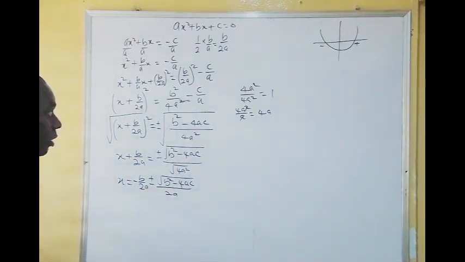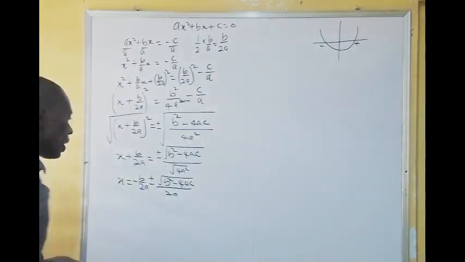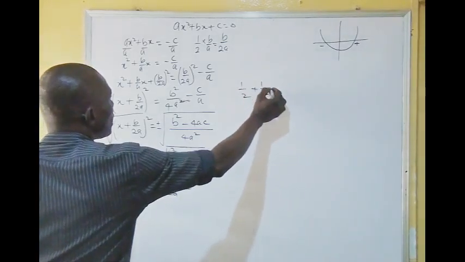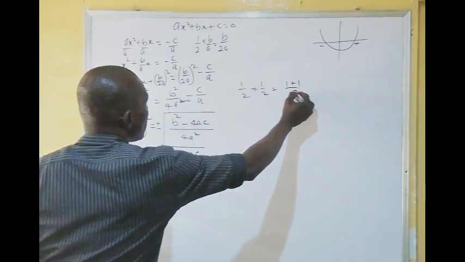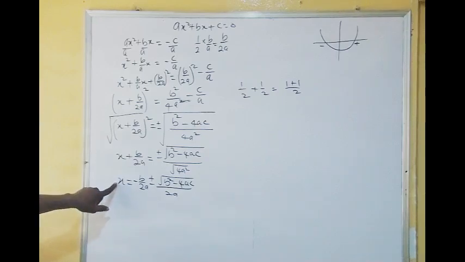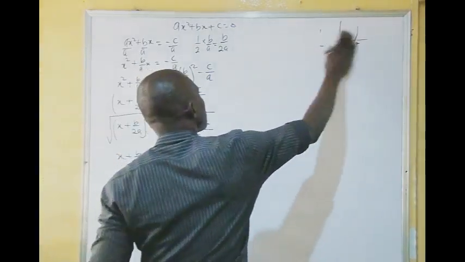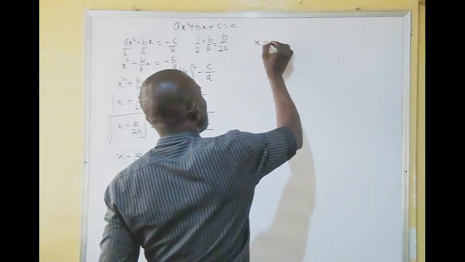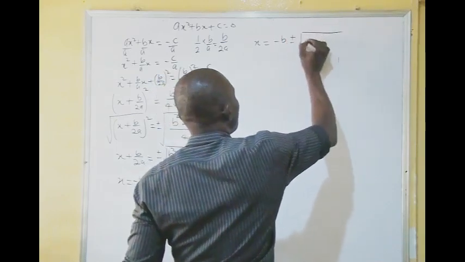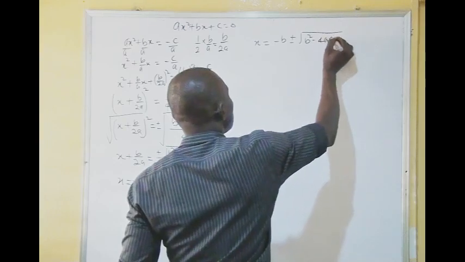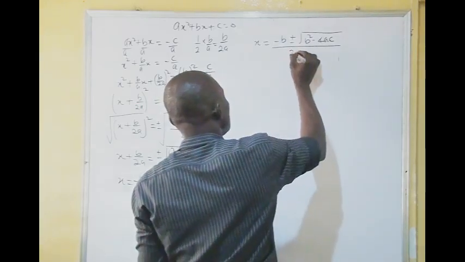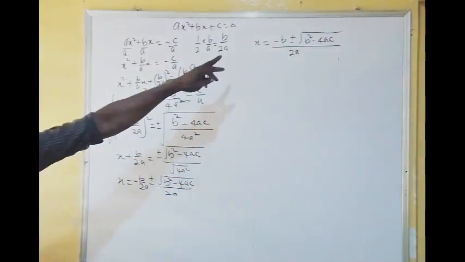Divided by 2a. Now you're also aware that if I have a fraction, if I say 1 over 2 plus 1 over 2, I can say it's 1 plus 1 divided by 2 because the denominators are the same. In the same vein here, we will also say that x is now equal to minus b plus or minus the square root of b squared minus 4ac, with the very long division sign here over 2a. So this is the value of x.